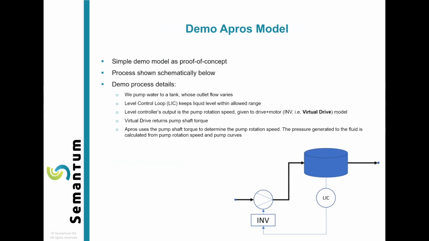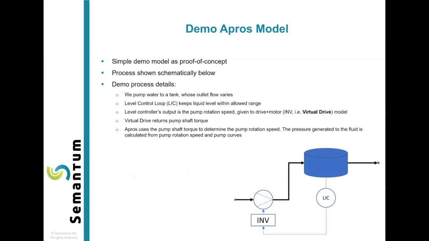So the demo Apros model was very simple. It was just a proof of concept at this point. And you can see it schematically below. Essentially, what we do is we pump water to a tank. You can see the pump is this square with this triangle. So water is being pumped to a tank at the top here, and the outlet flow varies. So we need to control the liquid level of the tank with a control loop.